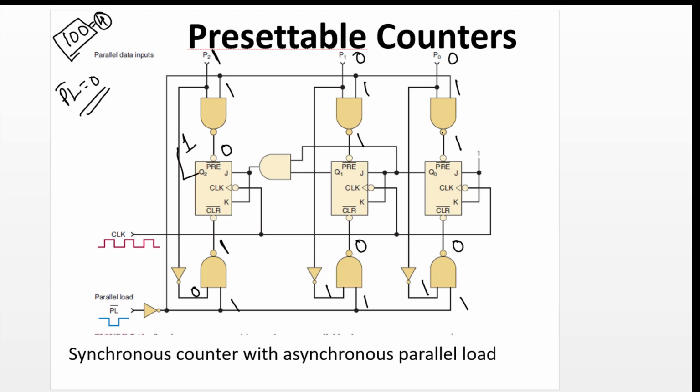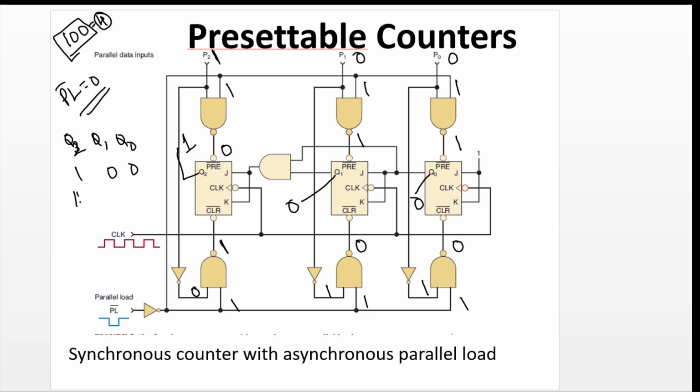And for this, your preset is 1. That means it's not going to preset. But if you look here, your clear is 0. That means your Q1 becomes 0 and Q0 also becomes 0. That means you are going to get your Q2, Q1 and Q0 as 1, 0, 0. Now your parallel data is loaded.